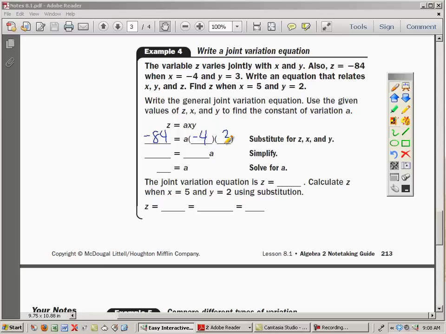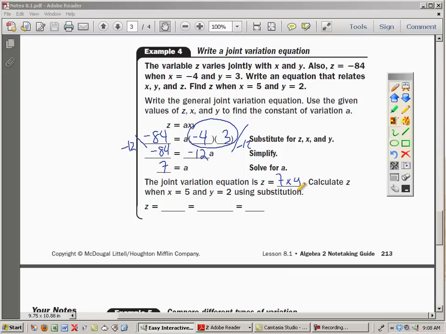So negative 4 times 3 becomes negative 12. So negative 12a equals negative 84. Now divide by negative 12, and you end up getting that a is equal to 7. All right? So the joint variation equation is z equals 7 times x times y.